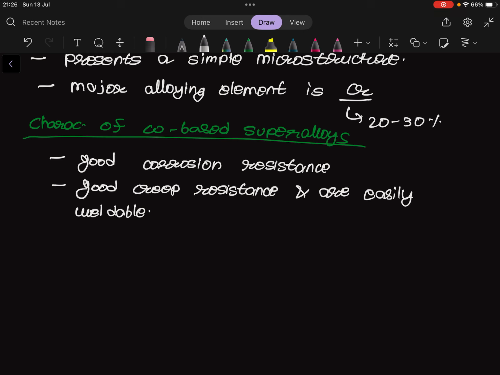If you notice, we don't have titanium and other reactive elements. This means that this type of alloy can be easily produced in air. So it makes production and processing of this alloy extremely easier with respect to production and heat treatment of nickel-based superalloys.